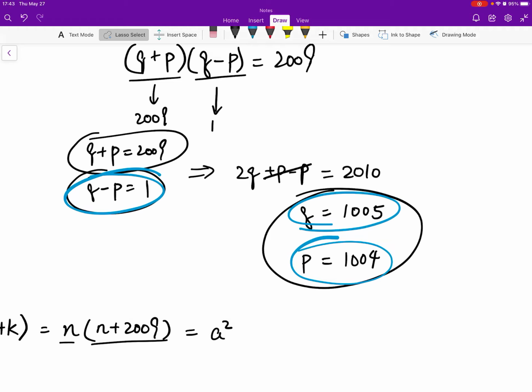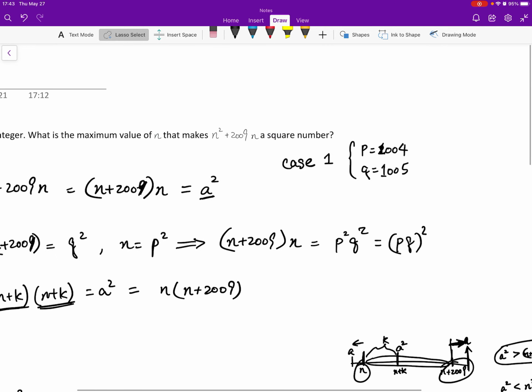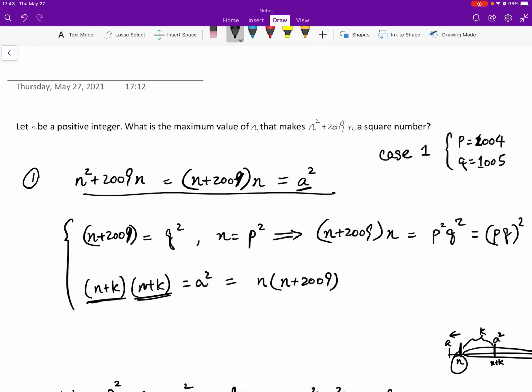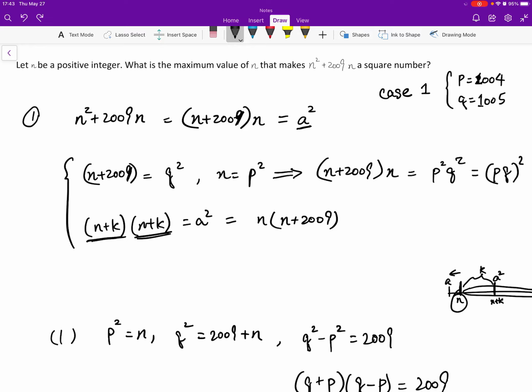So Q equals 1005 and P equals 1004, because their difference is only 1. Q minus P equals 1. So that's one solution for this equation, n squared plus 2009n equals a squared.